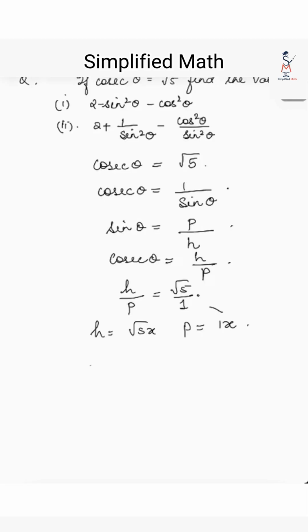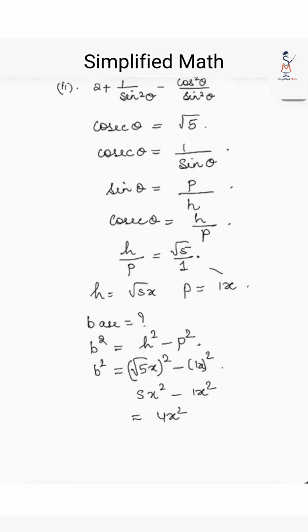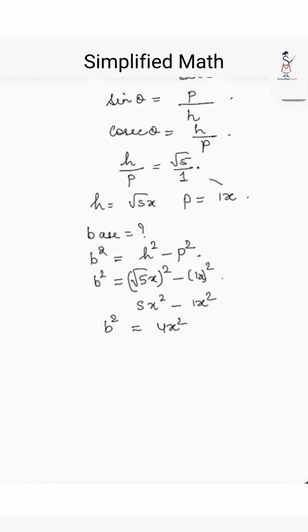So using the Pythagoras theorem, we will find the base. That is, b square is h square minus p square. So b square is b square only. Instead of h square we will write root 5x square minus 1x square. So this will become 5x square minus 1x square, that is 4x square. So what is b? b is 2x, the square root of 4x square. So you got b.